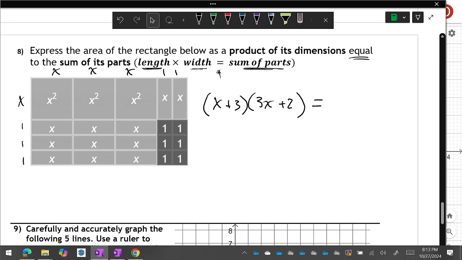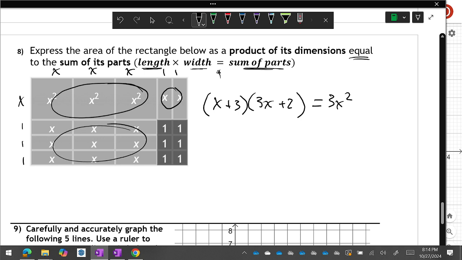And the area of the rectangle expressed as the sum of its parts is I've got 3x squared. I've got 2x's here and 9x's here. So that's a total of 11x's, so plus 11x. And then finally, I have 6 units, so plus 6 ones, or plus 6.